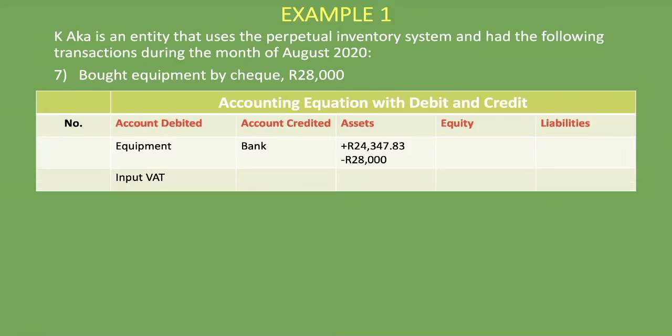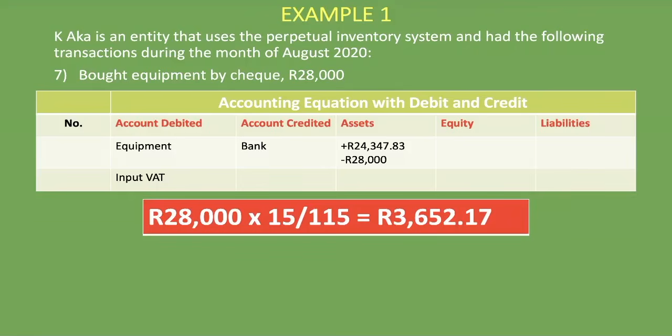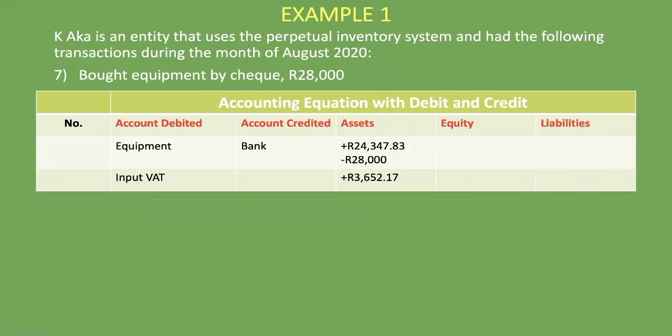And then for input VAT, what do we have? We have the 28,000 rand times 15 divided by 115, and it gives us an amount of 3,652 rand 17 cents. Another way we could have calculated that is by taking the 28,000 rand minus the 24,347 rand 83 cents. It should give us the same answer. And we put that as a positive on the asset side because input VAT is the amount that we are owed by the revenue authority. And we're done with that one.